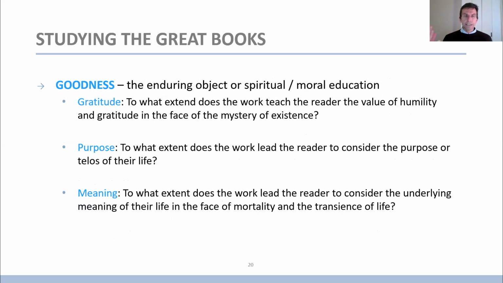And finally, does it lead to goodness? This is probably the toughest one to articulate. Here are three possible questions you can ask yourself. Does the work, whether a work of fine art, the Mona Lisa, or reading Hamlet, in some way lead you to realize the spiritual and moral values of gratitude, seeing a certain humility and gratitude in the face of the mystery of existence, and purpose, seeing or questioning at least to what extent one's life is purposeful and finally has meaning? What if it doesn't lead you to think about that, is it the problem with the work, or how we approach it?